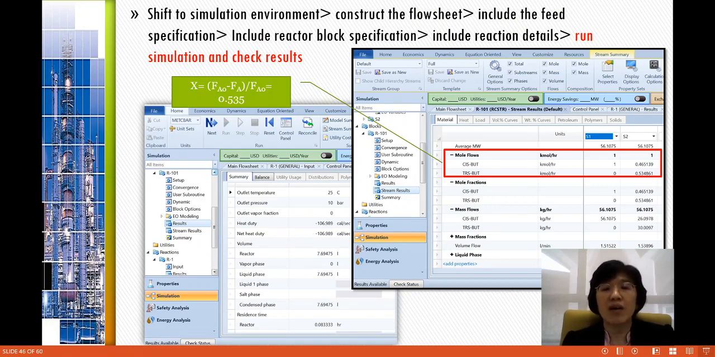So let's have a quick check on the stream results under the block. This is under R101, stream results. The conversion over here obviously is not 0.9, which is 90%. If you calculate it accordingly based on the molar flow rate of the reactant, then the conversion is only 53.5%, which is 0.535, meaning the residence time of 5 minutes is not sufficient for us to achieve the conversion of 0.9.